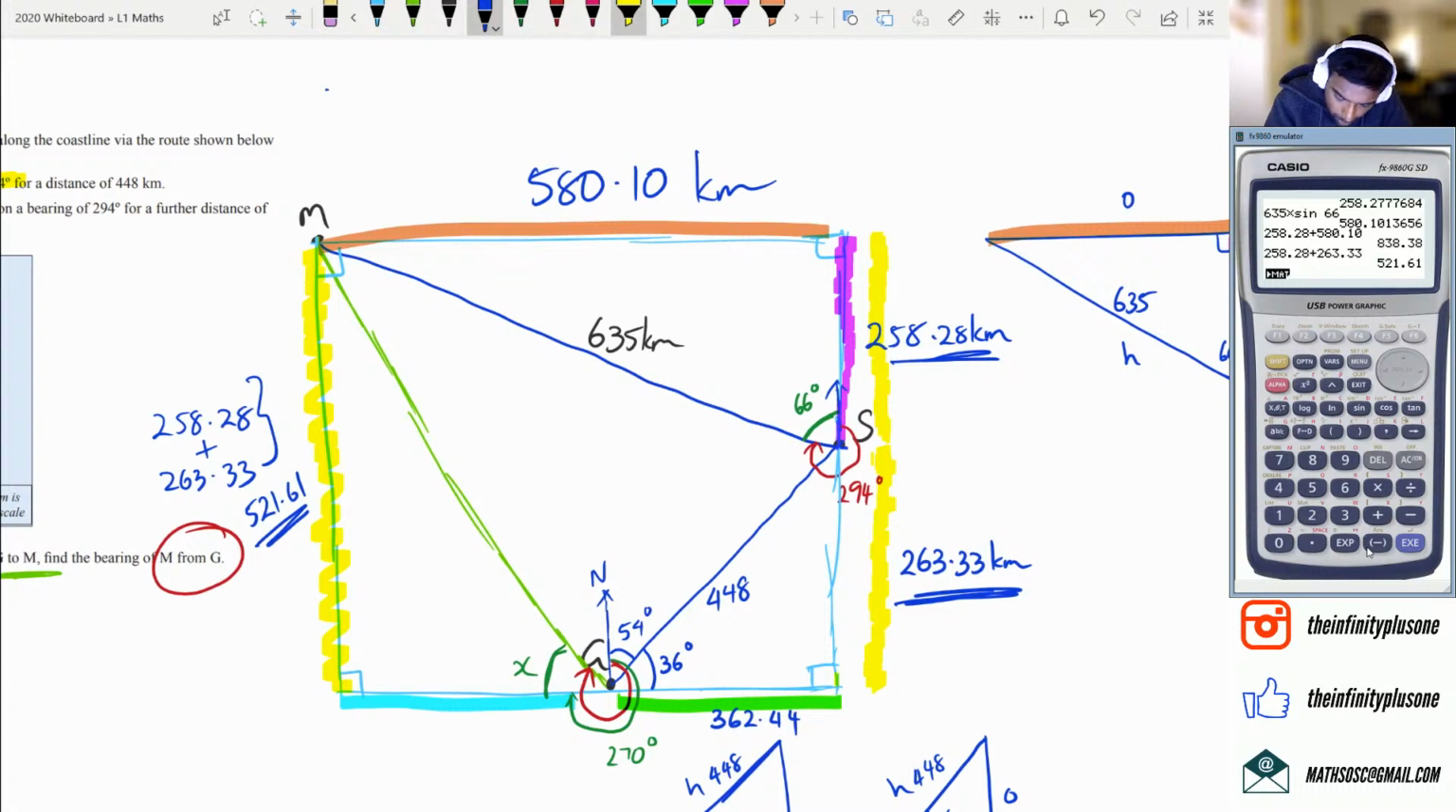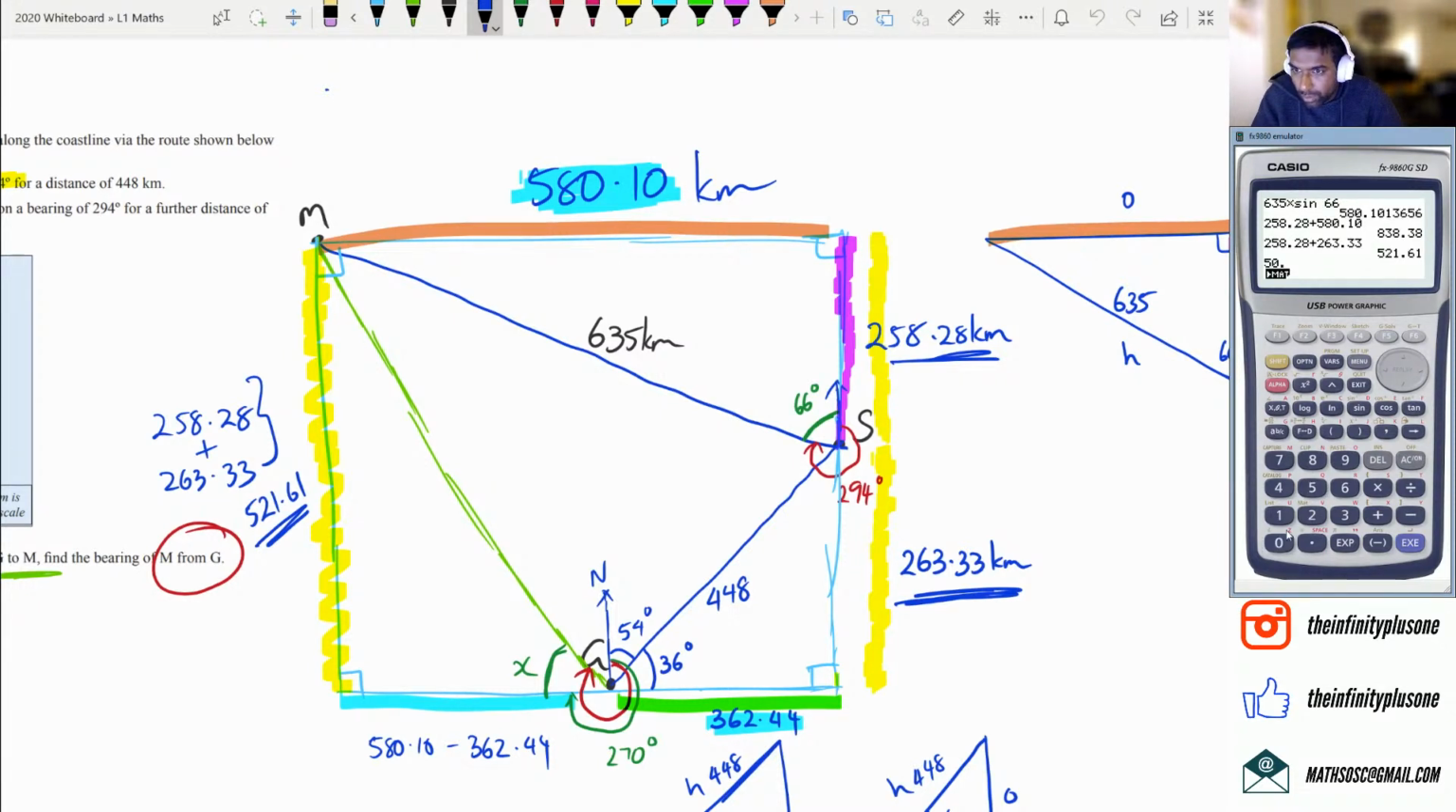Now we've got to work out the light blue. To do that, we're going to take the 580 and subtract 362.44. So we've got 580.10 minus 362.44. That gives us 217.66.